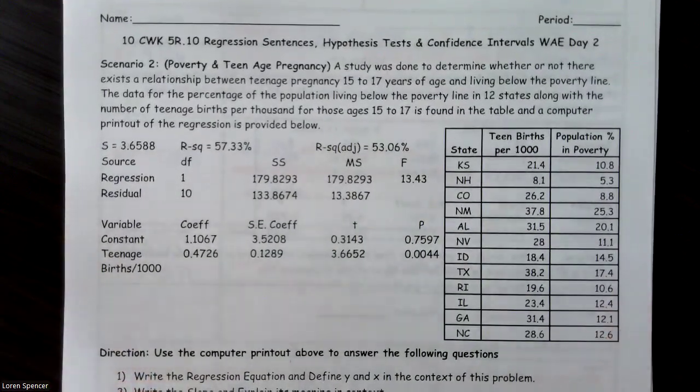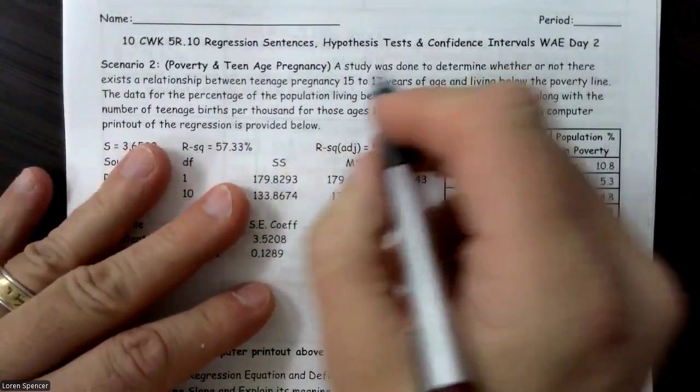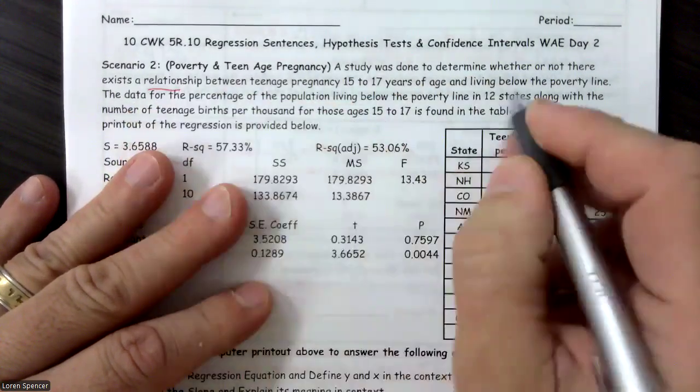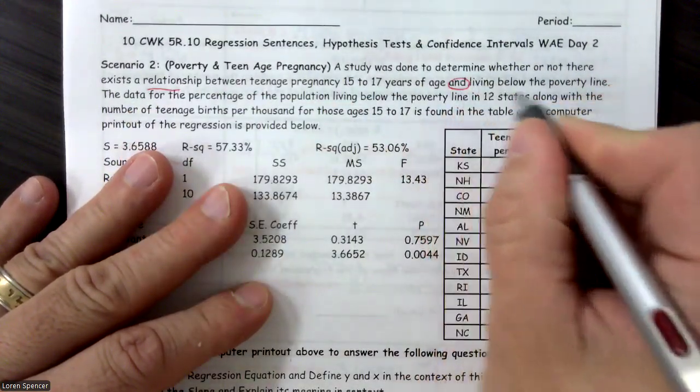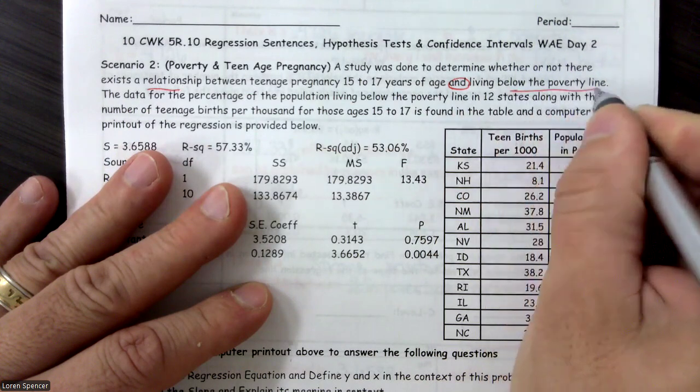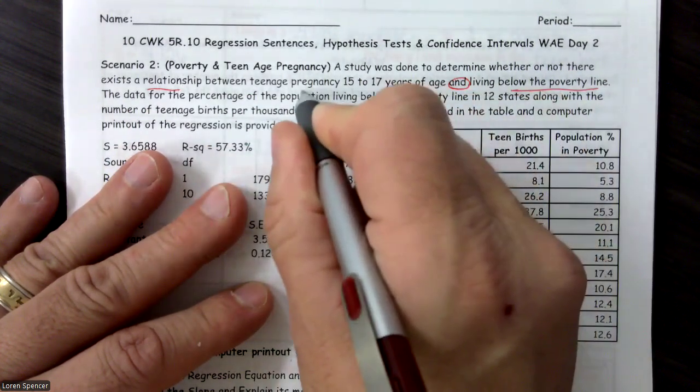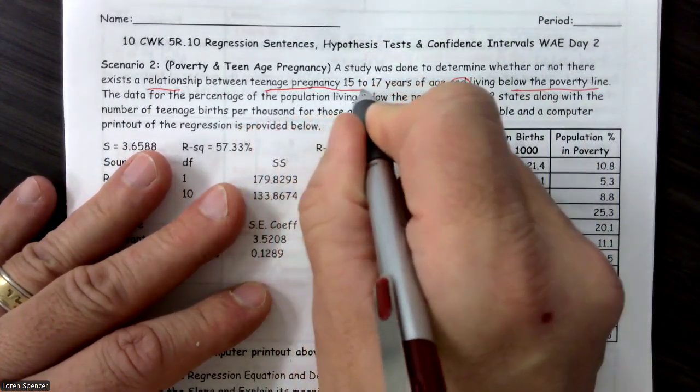This is regression equations, and we're looking at doing sentence stems on poverty and teenage pregnancy. The study was done to determine whether or not there exists a relationship between teenage pregnancy and living below the poverty line. We see the word "and," and they said relationship, so these are our two variables: below the poverty line and teenage pregnancy.